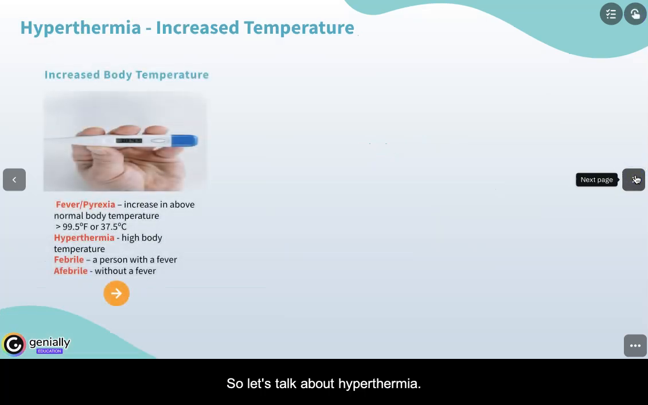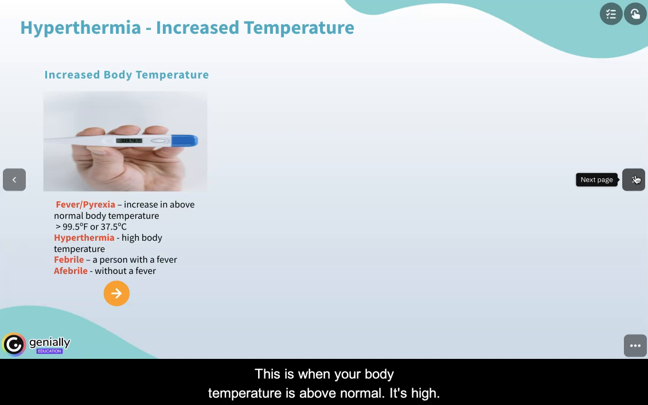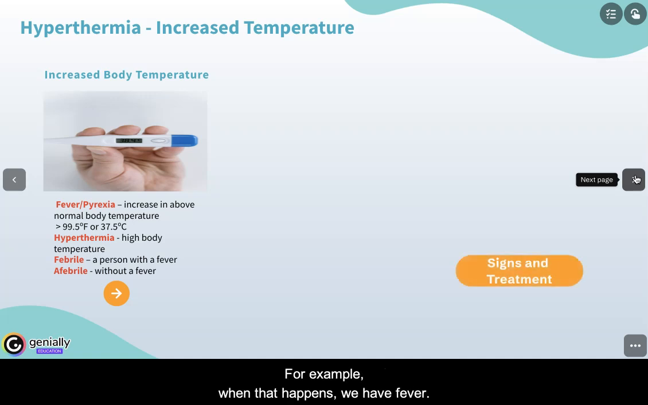So let's talk about hyperthermia. This is when your body temperature is above normal. It's high. For example, when that happens, we have fever. The medical term for it is pyrexia. It's an increase in above normal body temperature, greater than 99.9 degrees Fahrenheit or 37.5 degrees Celsius. Hyperthermia is high body temperature. Febrile is a person with a fever. Afebrile is a person without a fever.